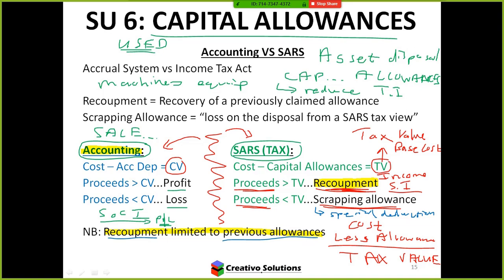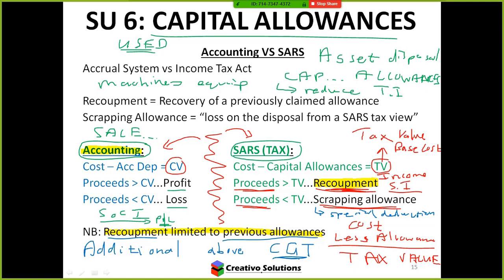Why don't they include more of it? Well, the additional would be what? Any idea? No idea. The additional above the capital allowances would be a capital gain, CGT, and that's the next chapter. So SARS will only allow for a recoupment up until the amount that was given as allowance. Anything that's above that would be viewed as a capital gain, and that'll be covered in the next unit, study unit 7. And that's why you need to know when everything applies.